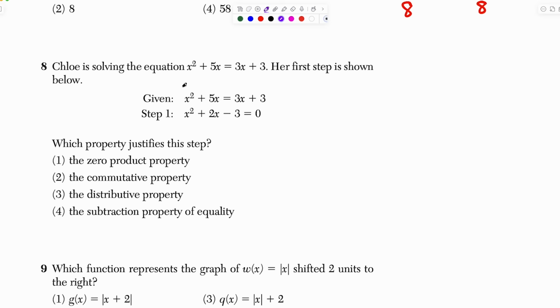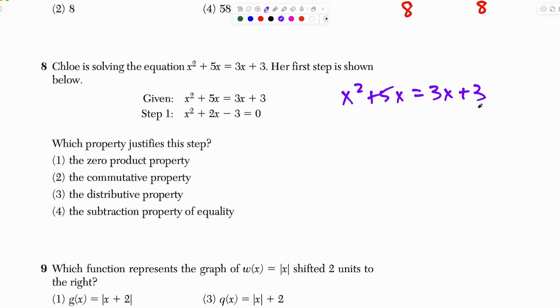Question 8, Chloe is solving the equation x squared plus 5x equals 3x plus 3. Her first step is shown below. So we have the given here, and we're looking at step 1. Let's see, what did Chloe do? To get from the given to this step, we'll just write it over here. We have x squared plus 5x equals 3x plus 3.